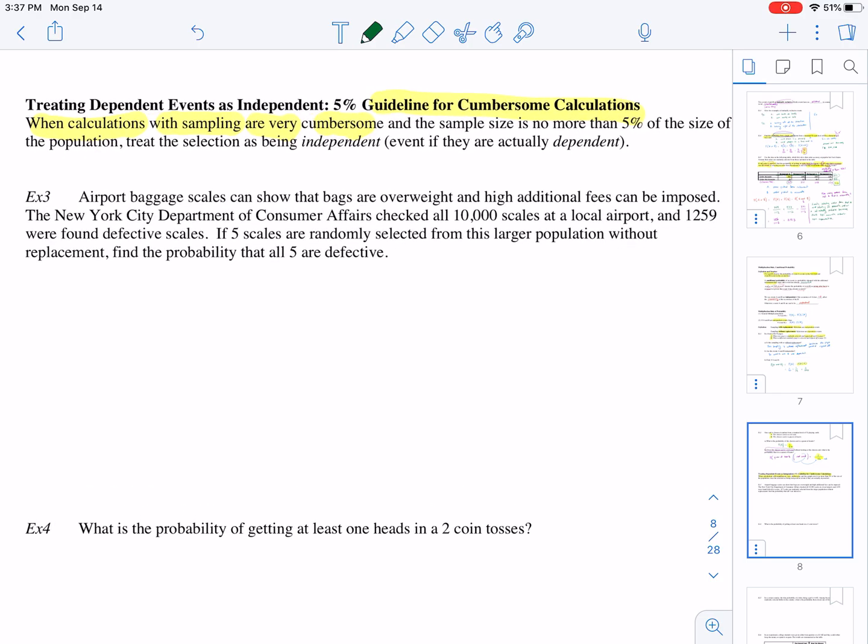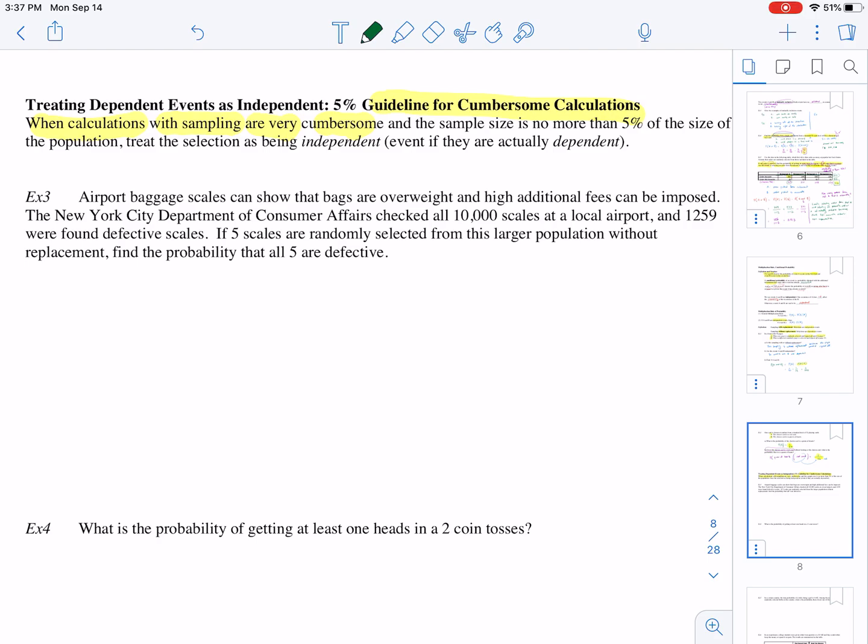So this says that in an airport, baggage scales can show that bags are overweight and high additional fees can be imposed. The New York City Department of Consumer Affairs checked all 10,000 scales at a local airport and found that 1,259 were defective scales. If 5 scales are randomly selected from this larger population without replacement, find the probability that all 5 are defective. This is using the probability of a local airport from a relative frequency and then applying it to larger populations.